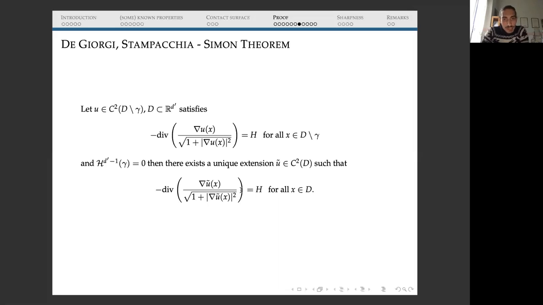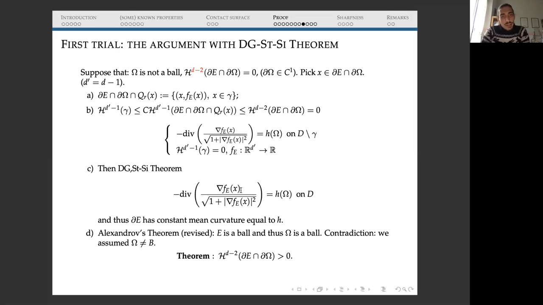So let's see what kind of bounds we can derive by implementing this theorem. Let's run the whole machinery with the De Giorgi-Stampacchia-Simon theorem for removable singularities. So we start, as said, by contradiction. We assume first that omega is not a ball. Second, that the contact surface is small, quantitatively small in the sense that H^(D-2) of the intersection is 0. But for the sake of simplicity, we suppose the boundary of omega is C1, just for now.